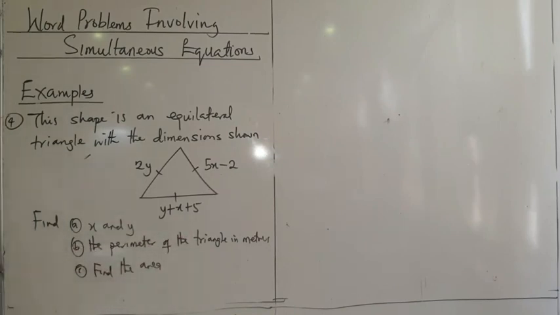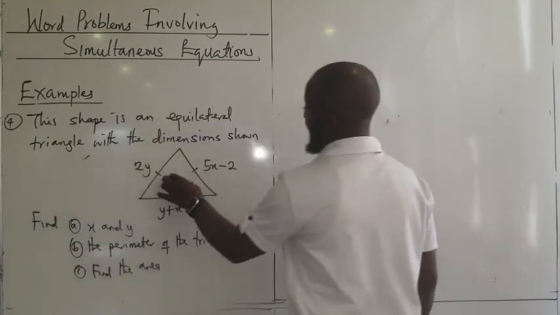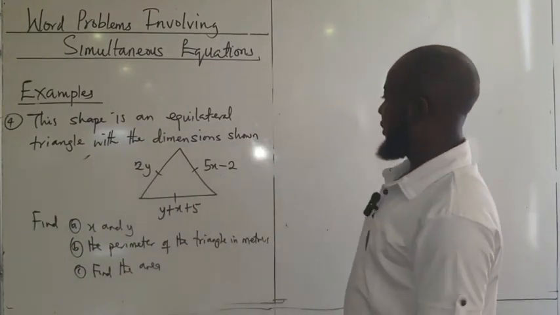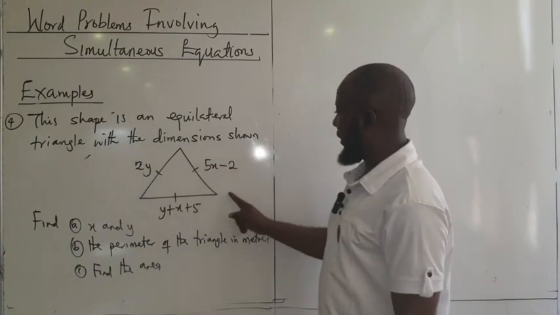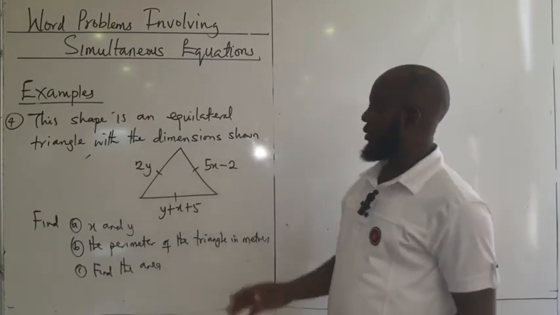So that's what we want to check. We can't find B and C without knowing the value of x and the value of y. Now, because this is an equilateral triangle, it means this side equals this side equals this side, whichever one you take.